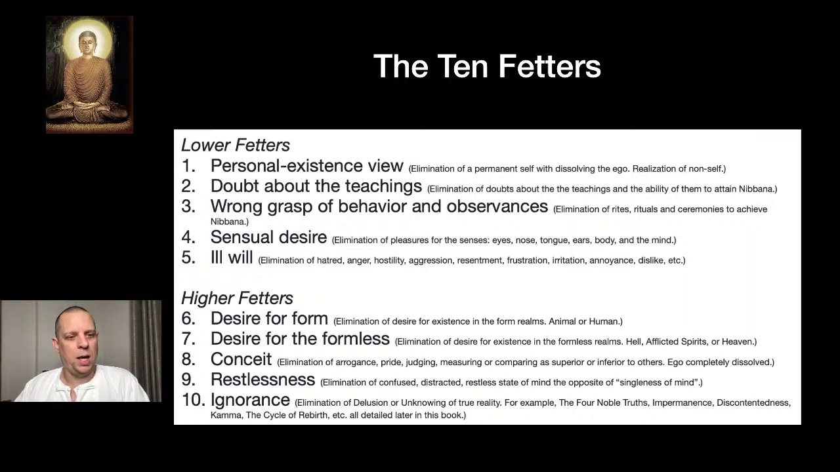Okay, so let's move into the higher fetters. Now that you have an introduction to the lower fetters, let's talk about the higher fetters. The desire for form, the sixth fetter, is the way that the mind craves to have an existence in form as being a human being. So the form is a human being and animal. Those are the two, what we call form realms.